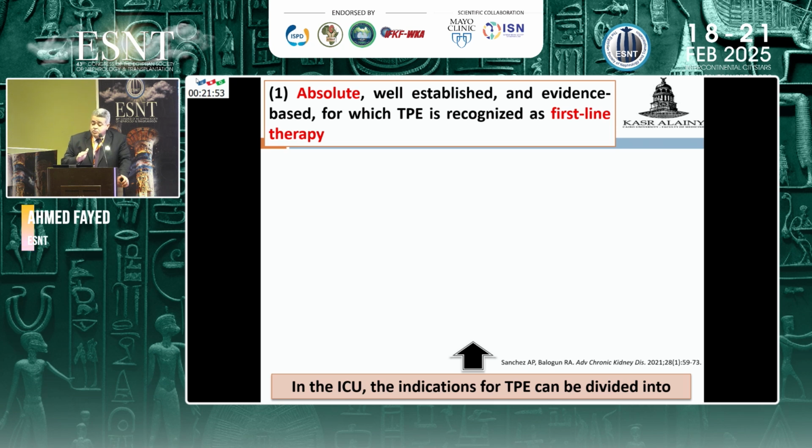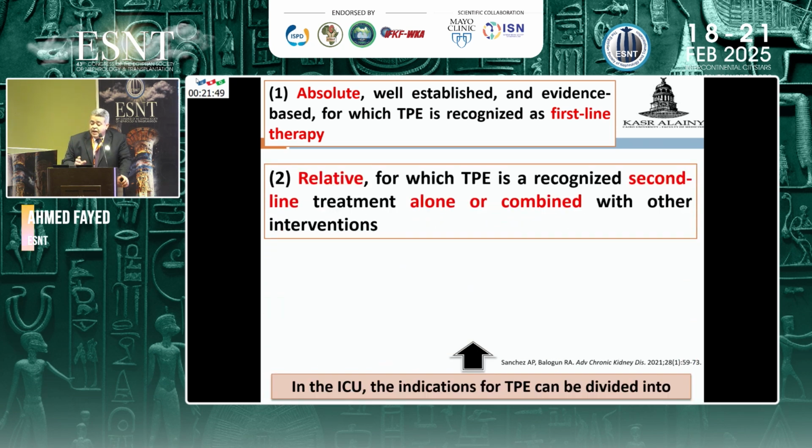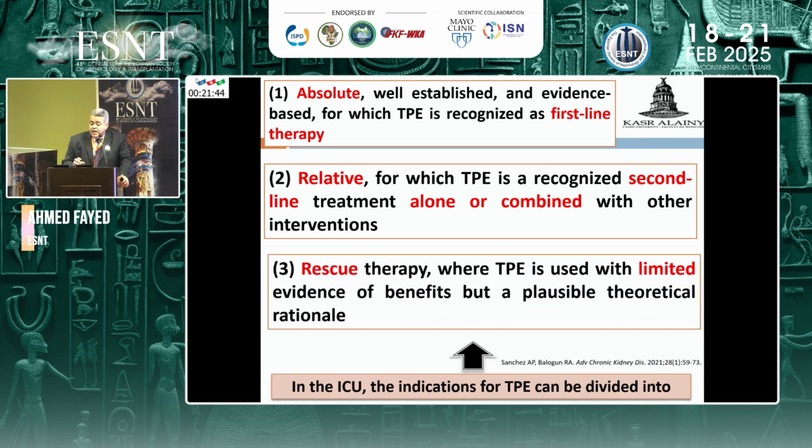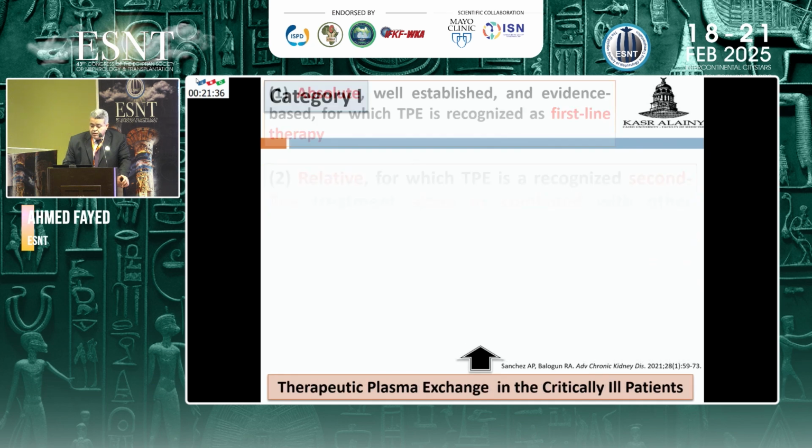In the critical care setting, there is some difference. There is absolute, which is category 1, with evidence as first line; relative, which is evidence as second line and according to case by case; and rescue or salvage therapy, which has limited evidence but potential benefit, weighing risk and benefit for each case.